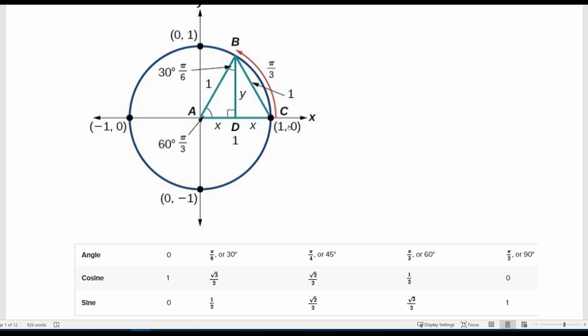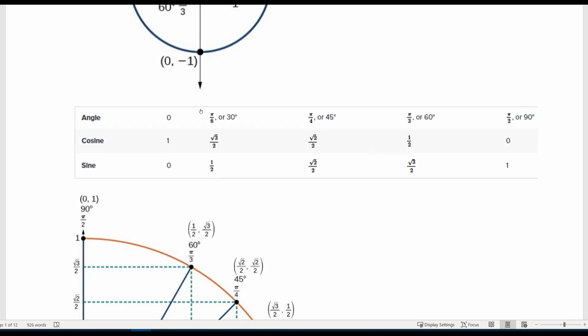Likewise, we can keep doing this for pi over 6 and pi over 3. I have a chart here for you. These are our standard sets of values. If the angle is 0, cosine is 1, sine is 0. If the angle is pi over 6 or 30, cosine is square root of 3 over 2, and sine is 1/2. If the angle is pi over 4 or 45 degrees, then cosine is square root of 2 over 2, sine square root of 2 over 2. If it's pi over 3 or 60, cosine is 1/2, sine is square root of 3 over 2. And if it's pi over 2 or 90, cosine is 0 and sine is 1.